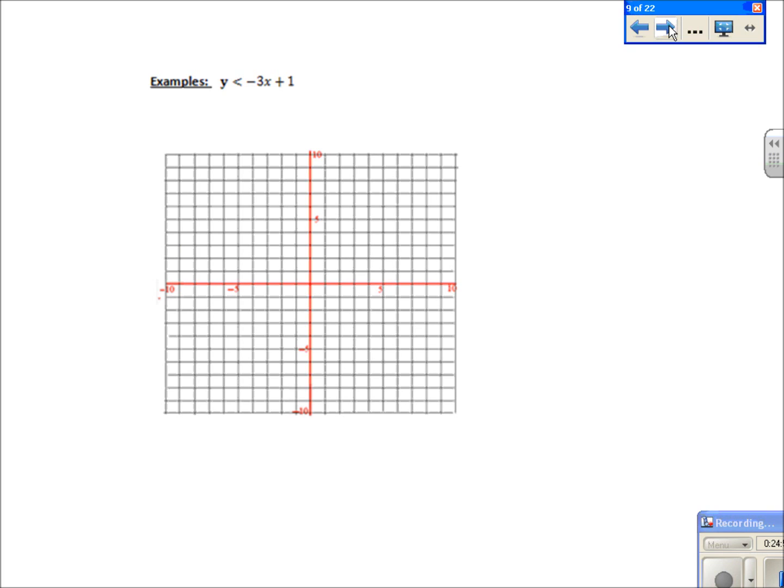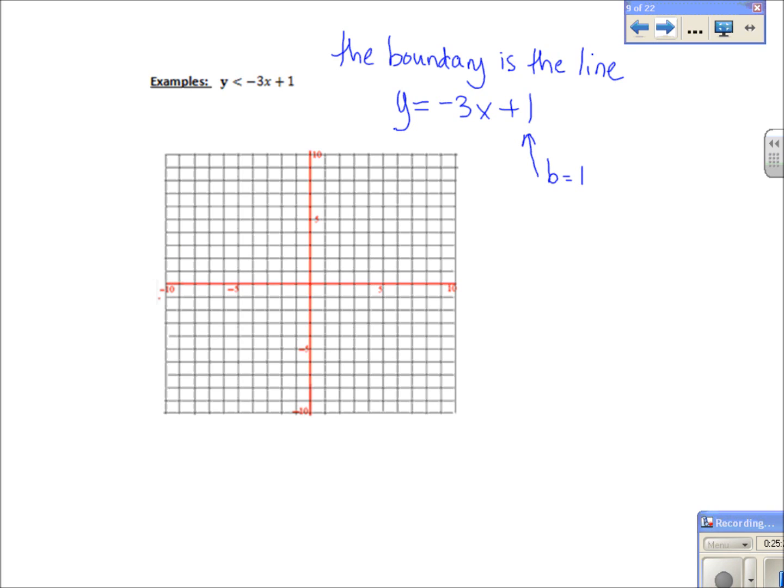Okay, so the first thing I do is I say to myself, well, I know that this linear inequality has a boundary line, and I'm simply going to put an equal sign in there. So y is equal to negative 3x plus 1. That's going to form the boundary of my linear inequality. And so there's my b value. B is equal to 1, so the line crosses the y-axis at 1. Y equals 1, x equals 0. Okay, there's my b.